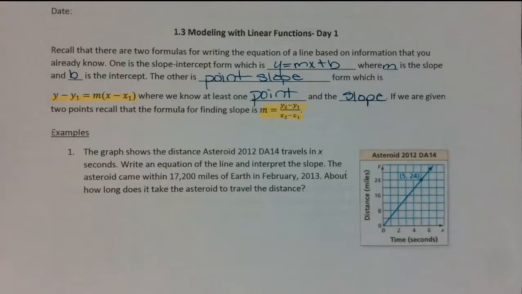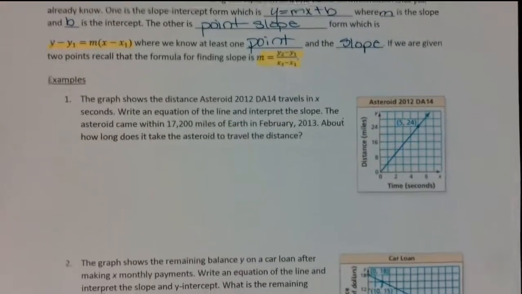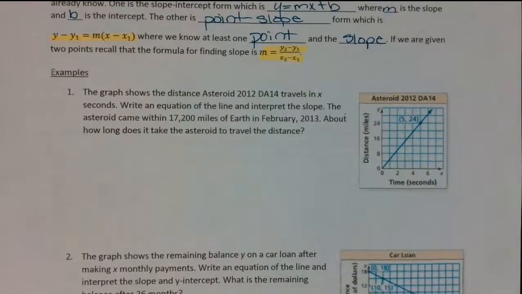So if we take a look at number 1, it gives us a graph that shows us the distance asteroid 2012 DA14 travels in x seconds. It wants us to write the equation of the line and interpret the slope. The asteroid came within 17,200 miles of Earth in February 2013, and we need to figure out how long it takes the asteroid to travel that distance.